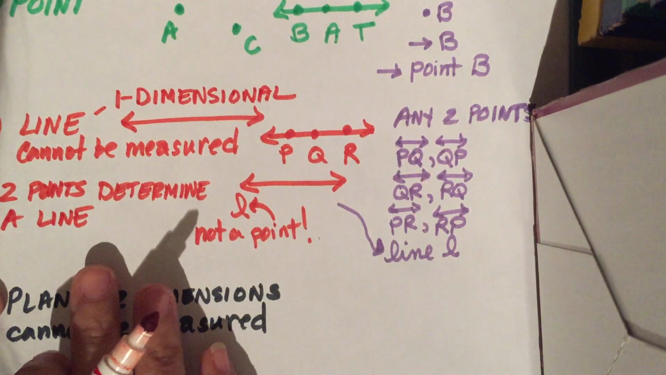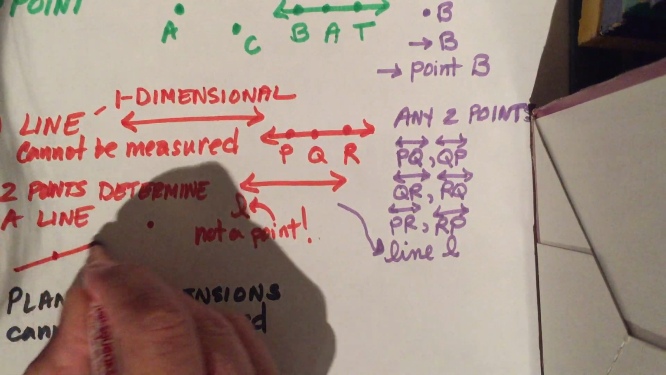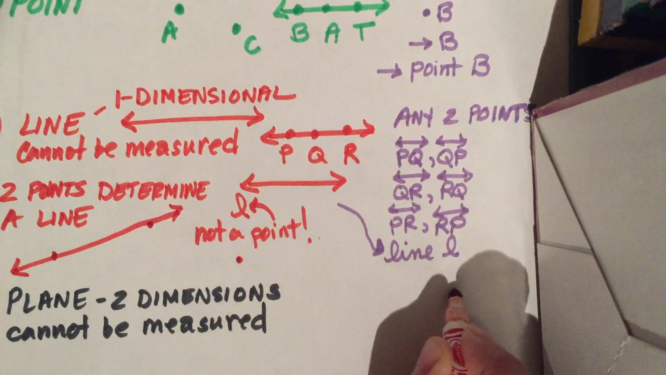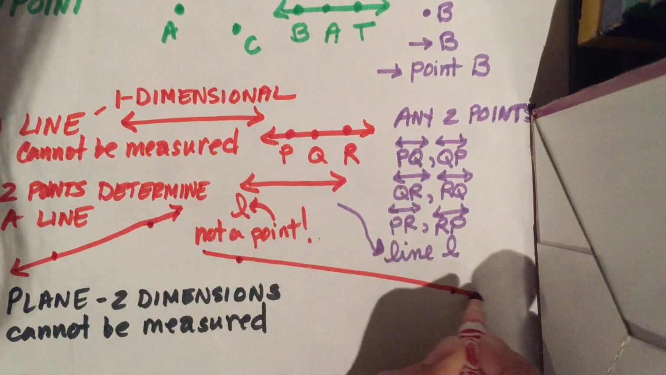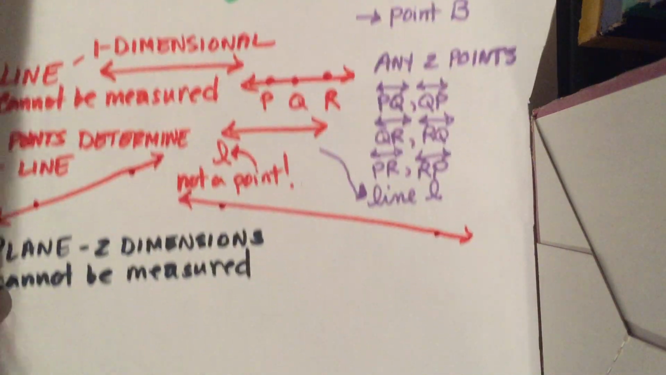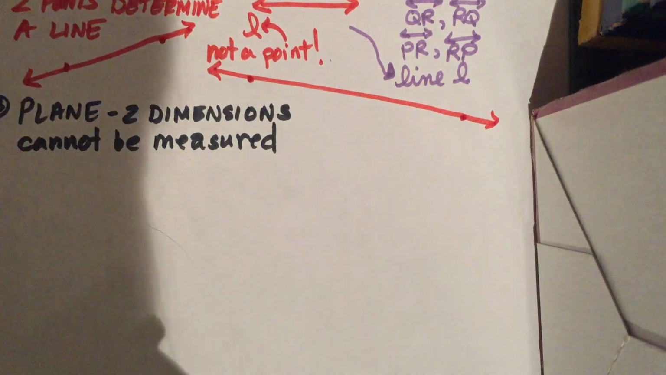2 points determine a line. That means if I pick two random points anywhere, there's always a straight line I can draw between those 2 points. I can put a point here and a point here. There's always a straight line I can draw between any 2 points. So we need 2 points to determine a line. Well, in order to determine a plane, we need a 3rd point.